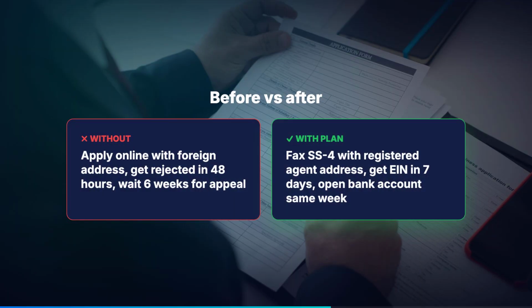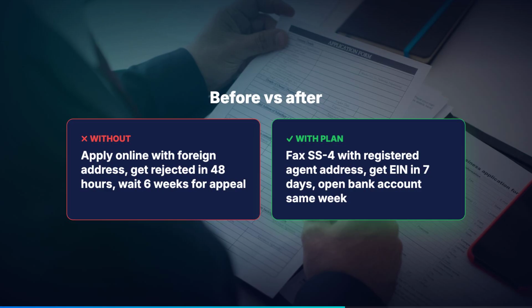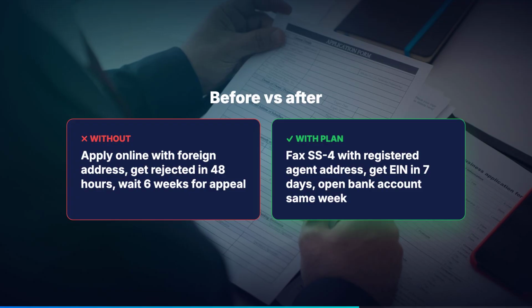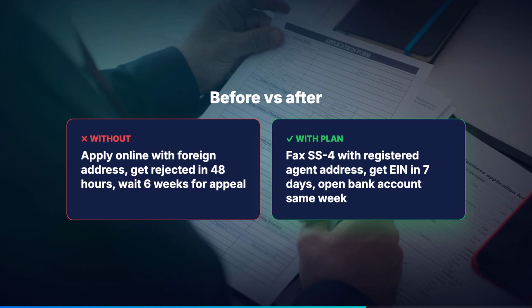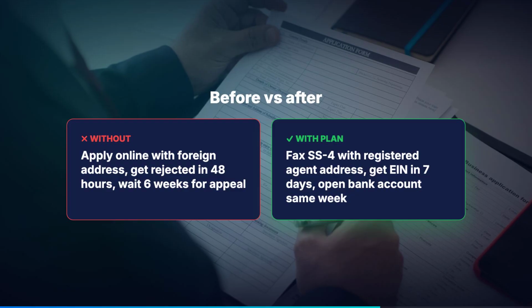Here's the problem most foreign founders hit after applying. They assume online is faster, but the IRS online system was built for U.S. applicants in 2003 and hasn't been updated for international use cases. You fill out the form, hit submit, and get a generic error code with no explanation. Meanwhile, faxing the same SS-4 with your registered agent's U.S. address in line 7A and a note explaining you're a foreign owner gets processed in under 7 days because a real IRS agent reviews it manually.